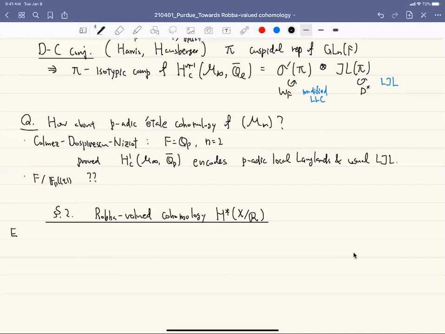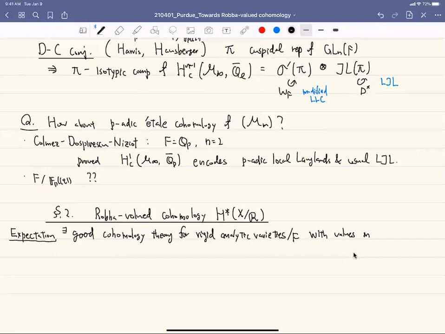Of course, right now let me just write this as an expectation, because it's not done at all. The expectation is there should be a good periodic cohomology theory for rigid analytic varieties like Drinfeld towers, over F, with values in the so-called Robba ring, which is denoted by curly R.